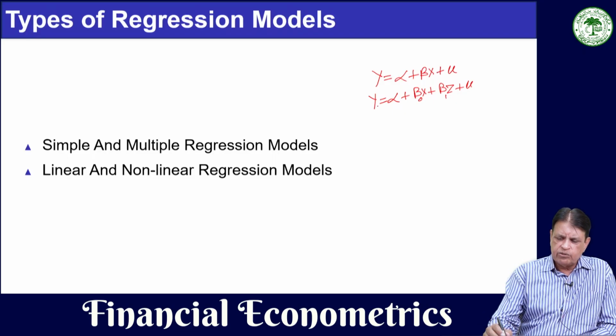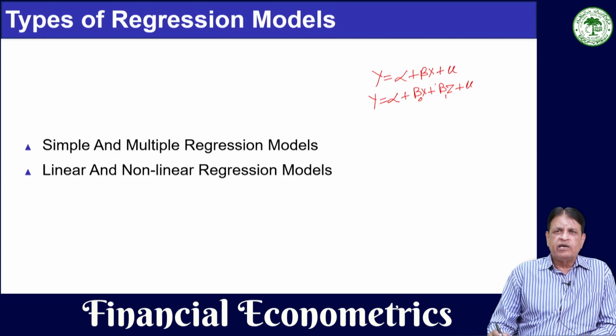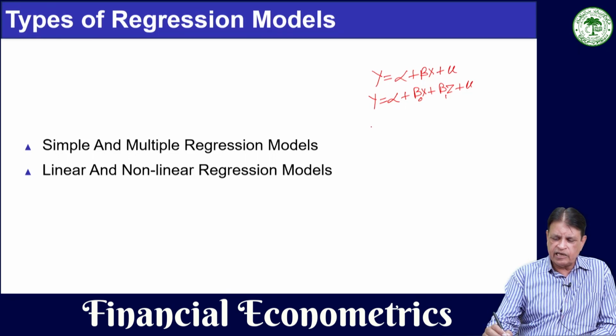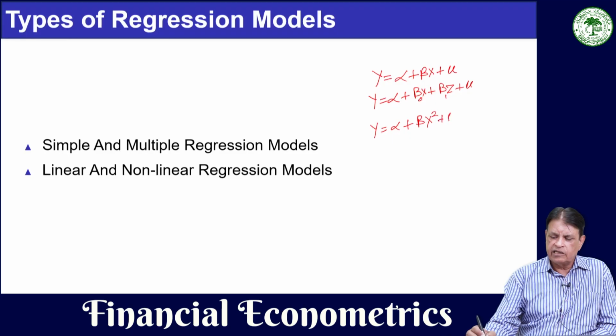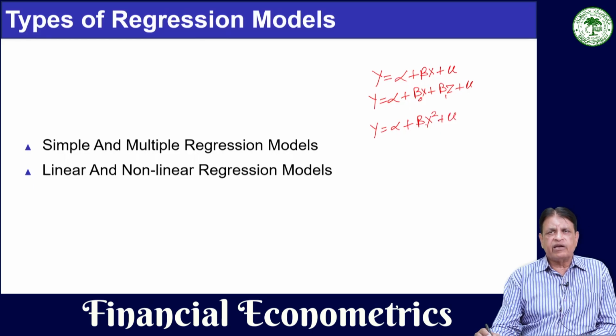Then, here we have a linear relationship. The relationship may also be non-linear. For example, we may write y is equal to alpha plus beta x square. Now here the relationship between y and x is non-linear because the power of the independent variable x is more than 1, that is, different from 1. So this is a non-linear relationship.